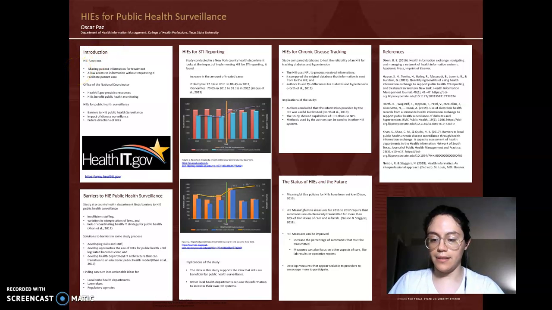Functions of health information exchanges include sharing patient information, allowing access to patient information without requesting it, and facilitating patient care. The Office of the National Coordinator of Health Information Technology, or ONC, provides resources through healthit.gov. And one of the benefits that the ONC identifies for health information exchanges are its benefits for public health monitoring.